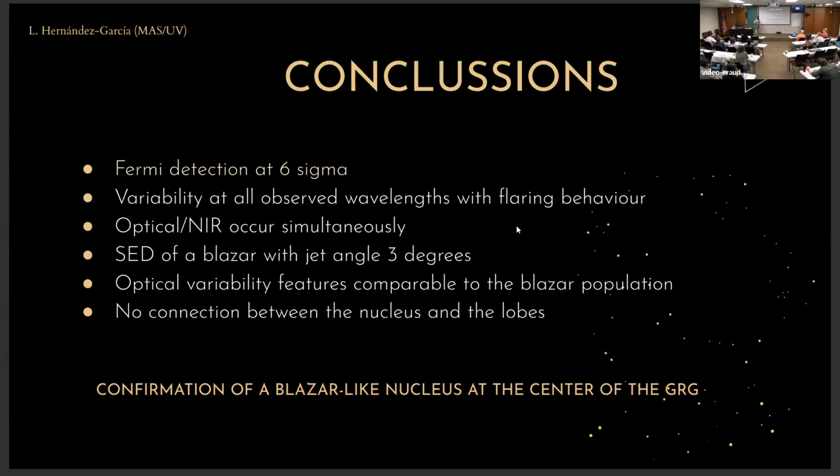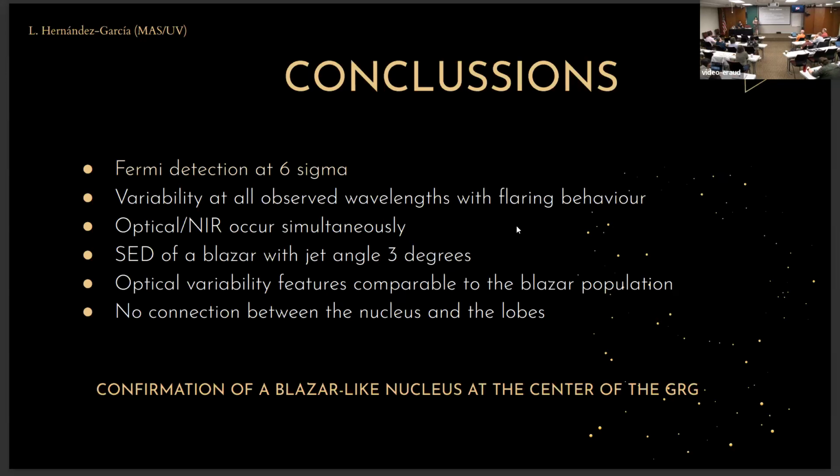And then I just want to leave the conclusions here. For this source, we found for the first time a detection with Fermi, very compatible with blazar nature. We found within the monitoring that we did that variations are observed at all observed wavelengths, and this variability seems to have a flaring behavior. We found also that the optical and near-infrared data show variations simultaneously.